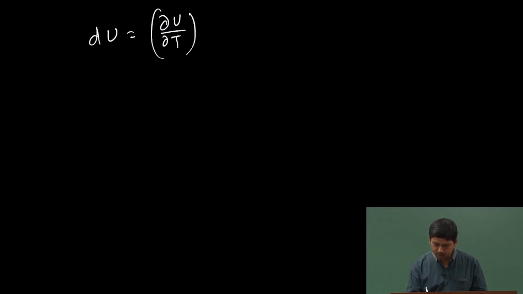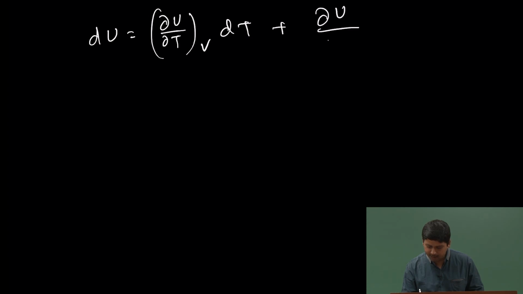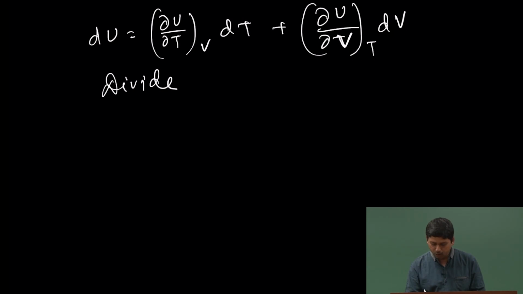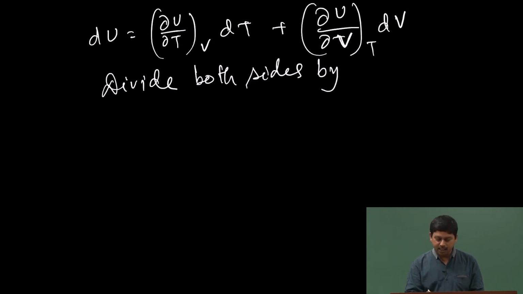Let me write it here. dU is del U by del T at constant volume dT plus del U by del V dV. This is what we have. What we are doing is dividing both sides by, in fact, imagine that it is not dU, imagine it is delta U.